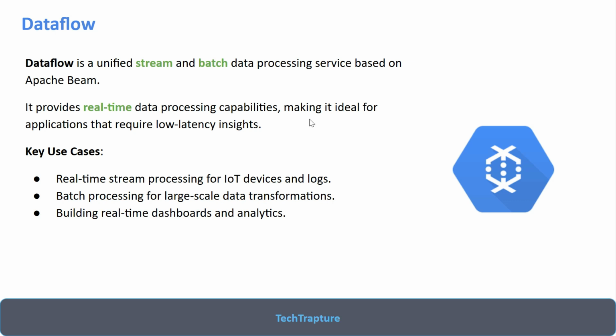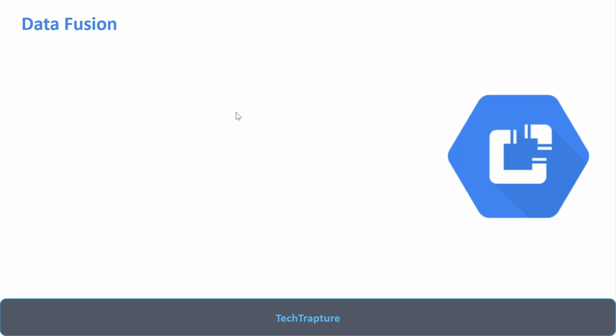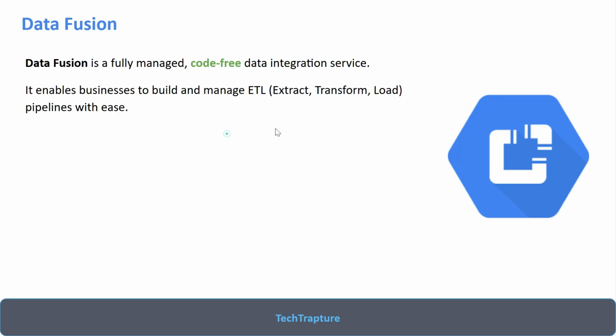Okay, now let's move ahead and see what we have as our next data processing service in Google Cloud. Our next service is Data Fusion. Again, this is a famous service, and there is one reason for it to be famous. This is a fully managed, code-free data integration service. So here you don't need to do any kind of coding. It just provides a drag and drop kind of UI for creating your ETL pipeline.